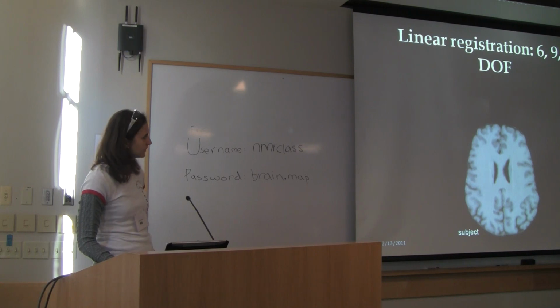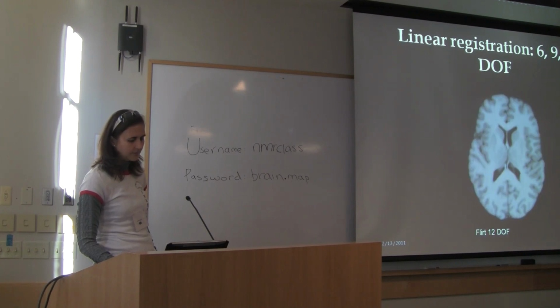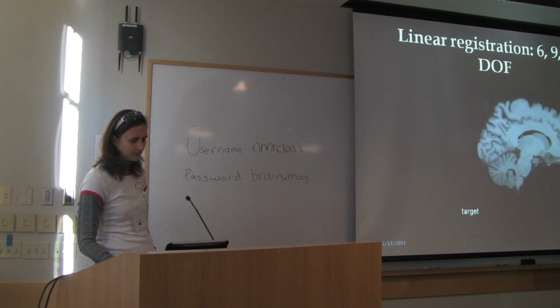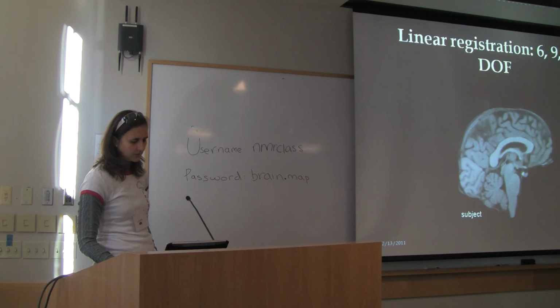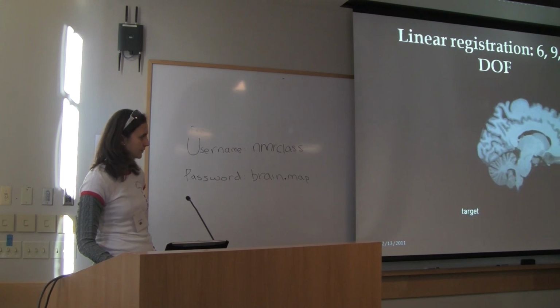This is the same demonstration, but just in another view, the axial view. So again, 6 degrees, 9 degrees, 12 degrees of freedom, and this is the type of accuracy that you get with this linear transformation. And again, the sagittal view, here's the subject image. This is the 6 degrees of freedom registered version, 9, 12, and this is the global alignment that you get.